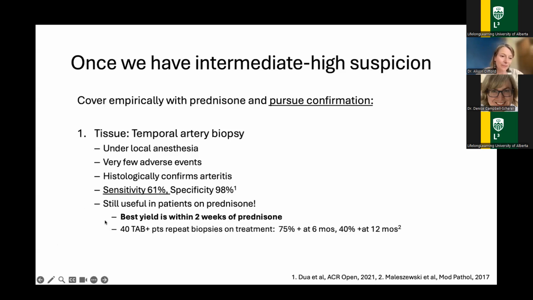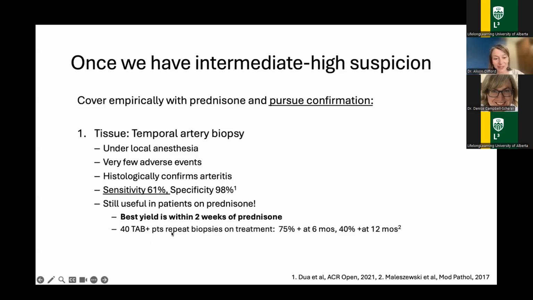And one of the questions I get the most is whether or not it's still useful on prednisone. And my answer would be definitely yes. We know for sure that the best yield is the fastest biopsy. So within 2 weeks of prednisone, we'll give you the best quality specimen. But there is evidence showing that even down the road, the biopsy is still quite high yield.